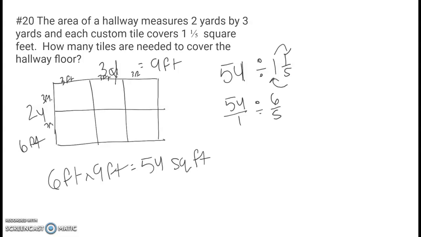This is division, so we are going to keep, change, flip. So keep the first one, change the division to multiplication, flip over my second fraction. When I do that, I see that I have a common factor that I can divide out. 54 and 6 are both divisible by 6. 6 divided by 6 is 1. 54 divided by 6 is going to be 9. 9 times 5 is 45. 1 times 1 is 1.